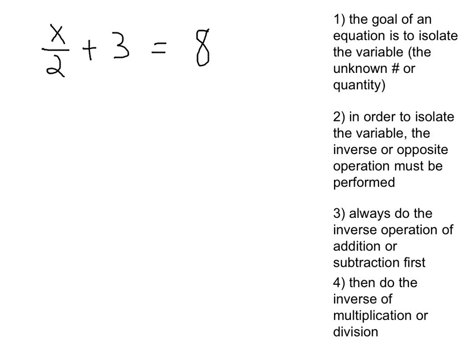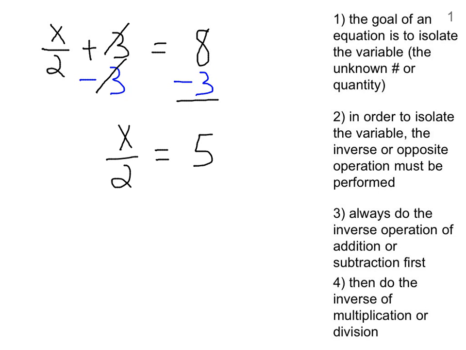Now with a two-step equation, you need to undo addition or subtraction first. So instead of adding 3, we are simply going to subtract 3 from both sides. Again, positive 3 and negative 3 get a 0. They cancel each other out. That's going to leave us with x over 2. And again, 8 minus 3 is simply just 5.